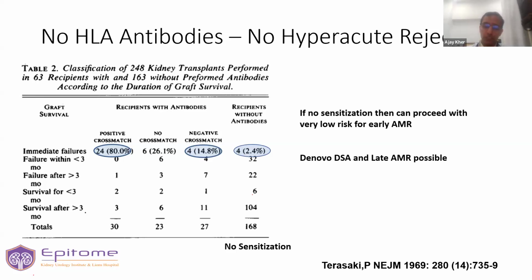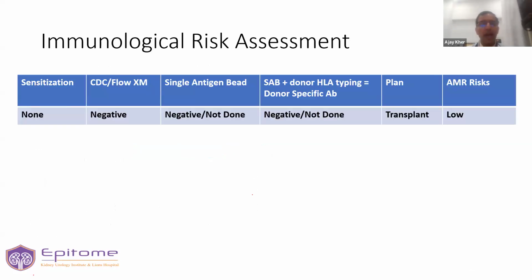But what it does tell you is if you have a positive cross-match, you're at very high risk of hyperacute and acute rejections and losing the graft immediately. If you have no sensitization at all, then you have a very low risk of any kind of antibody rejection early on. So I'll summarize the talk up front and then we'll go into the specifics as well.